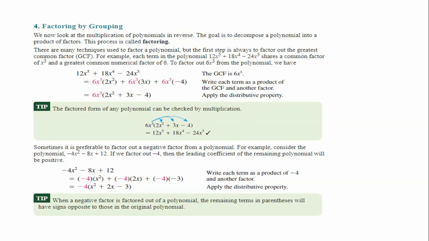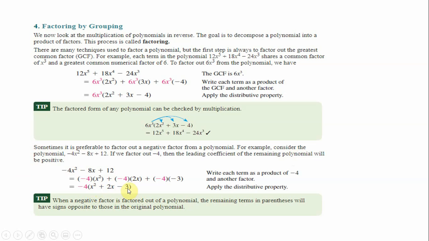So sometimes it is preferable to factor out a negative factor from a polynomial. For example, consider the polynomial -4x squared minus 8x plus 12. If we factor out -4, then the leading coefficient of the remaining polynomial will be positive, and in this case 1. This is the easiest one.